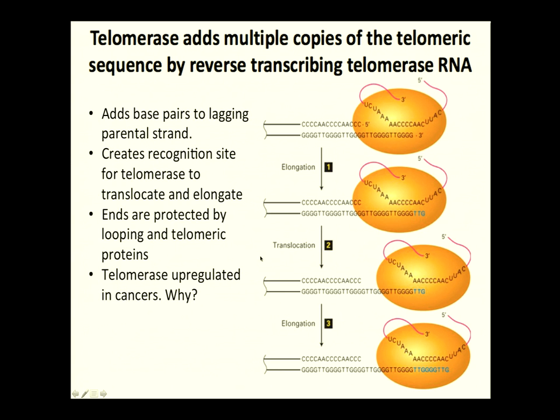So the ends are protected. Once you have this end created, it's going to be repeated for hundreds of times. The reason that telomerase works is because the ends will be protected by telomeric proteins and also by looping of the DNA, so that the nuclease will not be able to chop up the end of the DNA. Any questions on this?